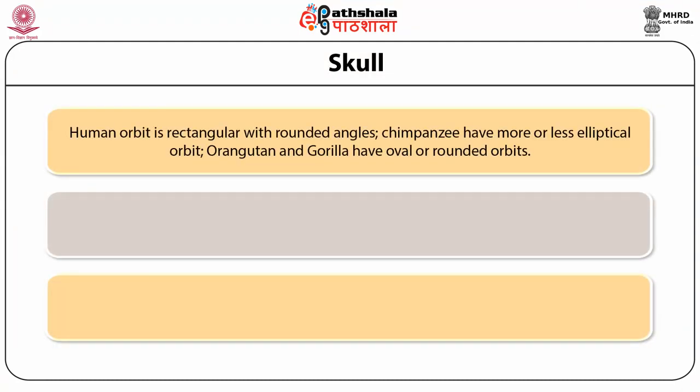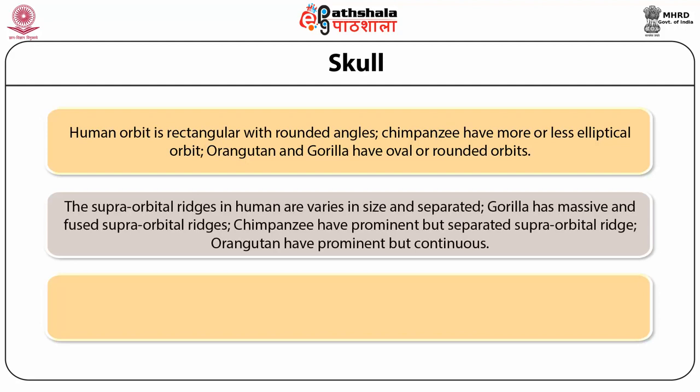The shape of the orbit in humans is rectangular with rounded angles, but the chimpanzee has a more or less elliptical orbit, while the orangutan and gorilla have oval or rounded orbits. The supraorbital ridges in humans vary in size and are separated, but the gorilla has massive and fused supraorbital ridges. The chimpanzee has prominent but separated supraorbital ridges, while the orangutan has prominent but continuous supraorbital ridges.